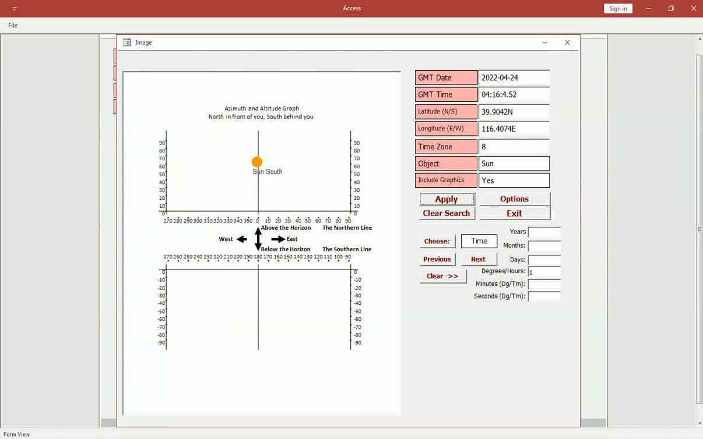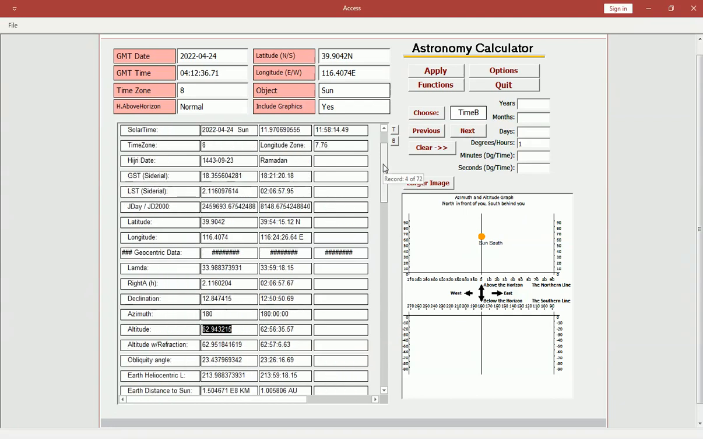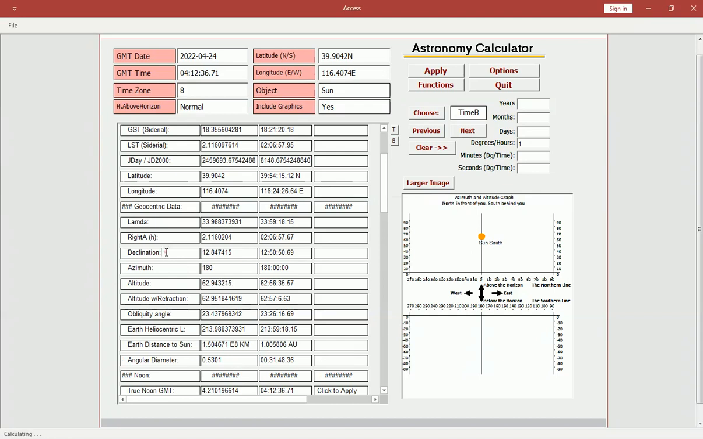Let us have an example. I'm looking for the declination, and the declination is here. It is 12.84 degrees. What is the declination? We said about the altitude that if you are facing the object, then the altitude is the angle between the object and the horizon.